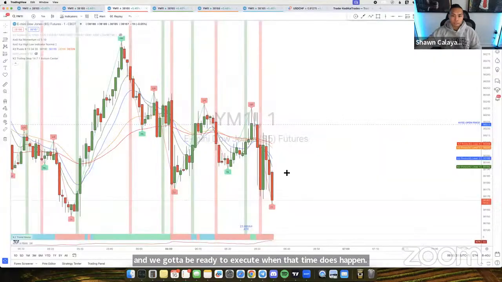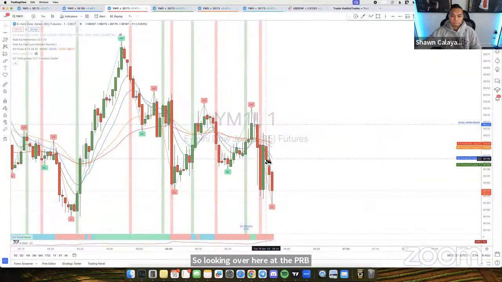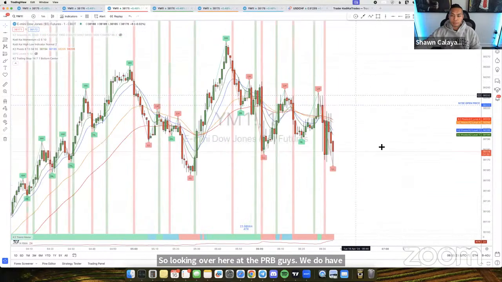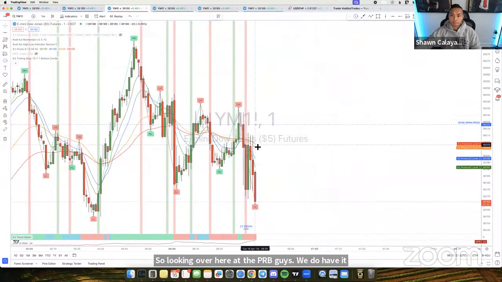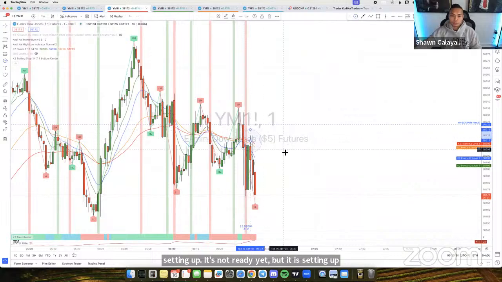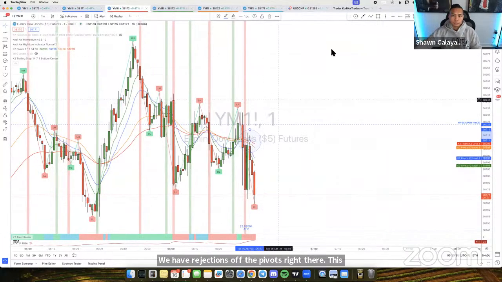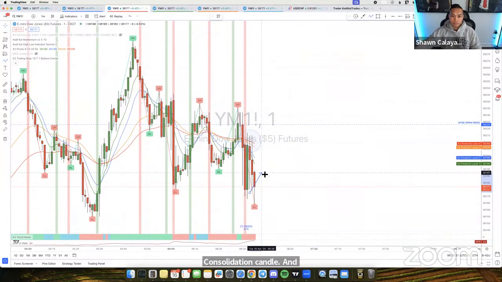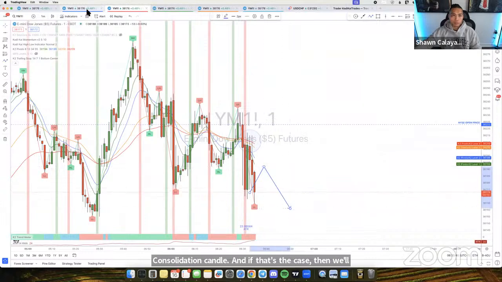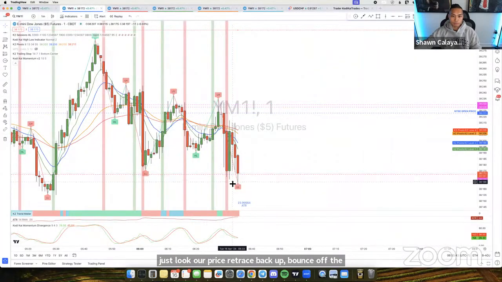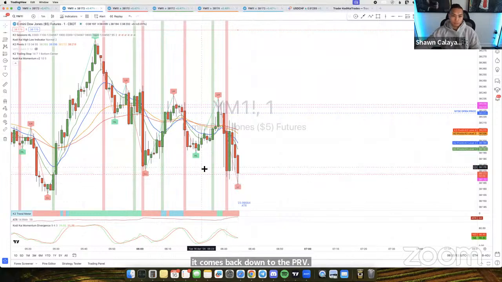So looking over here at the PRB, guys, we do have it setting up. It's not ready yet, but it is setting up. We have the rejections off the pivots right there. This candle right here looks like it can be the space consolidation candle. If that's the case, then we'll just look for price to retrace back up, bounce off the pivot, and come right back down. The only problem is that price is having trouble getting past news price right here. So this might be an obstacle that price needs to get past eventually once it comes back down to the PRB. But again, we'll just have to see.